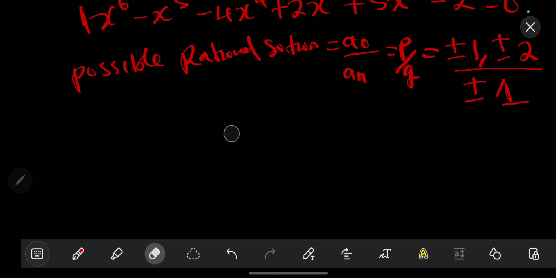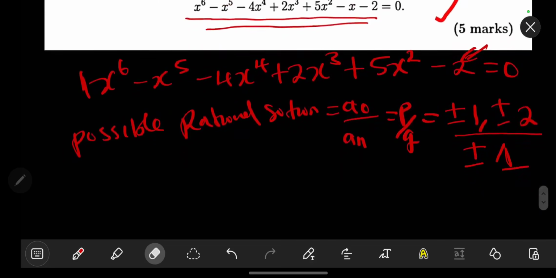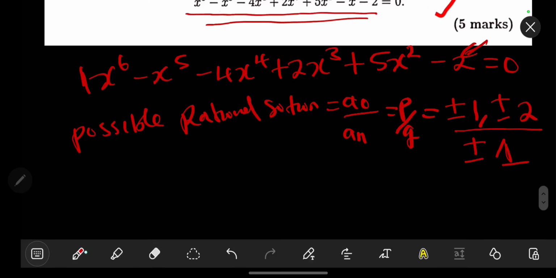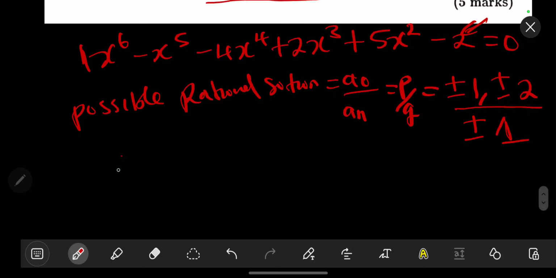So let's begin by using our 1. So what we are going to have is a 1 using the synthetic division. We are going to have something like this.